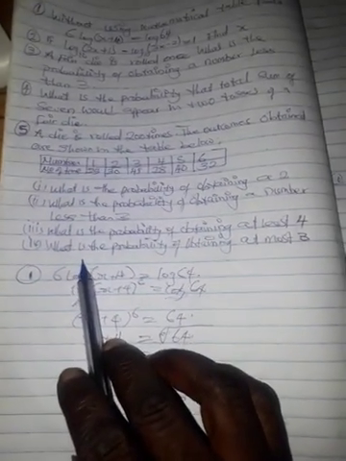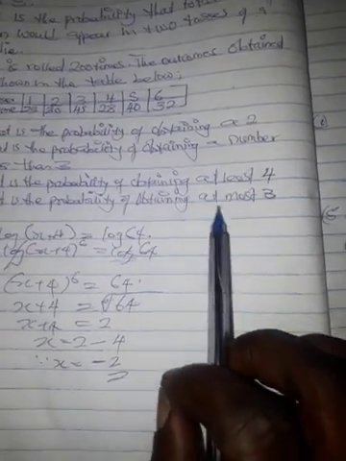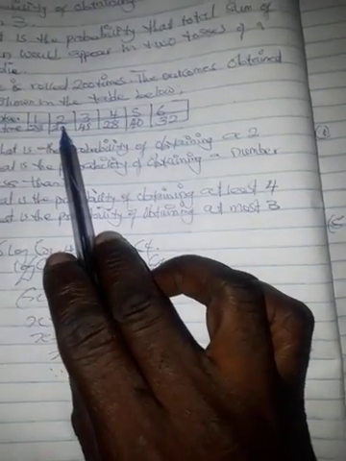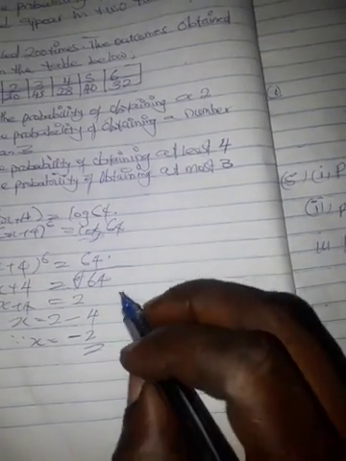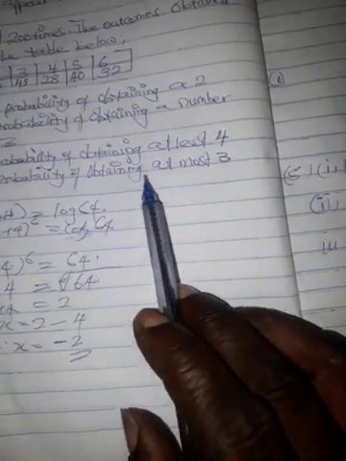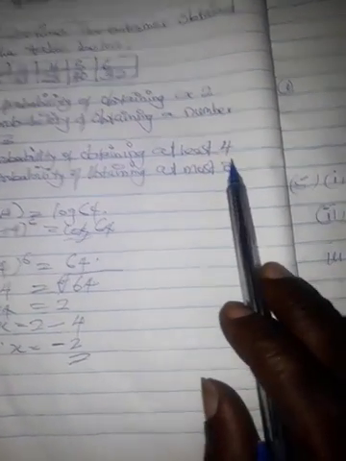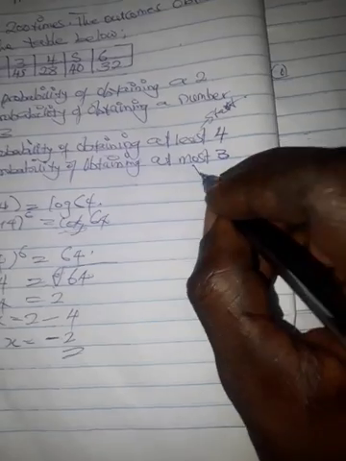Now the last one is saying, what is the probability of obtaining at most 3? At most 3 means the highest number you will have at that point must be 3. Anything beyond 3 is out. So you can have 1, you can have 2, and you can also have 3, because they mention at most. The difference between at least and at most is that at least means you start from that particular number to the extreme, while at most means you start from the beginning of whatever you are given and stop at that point. At least means start at this point, while at most means stop at this point.